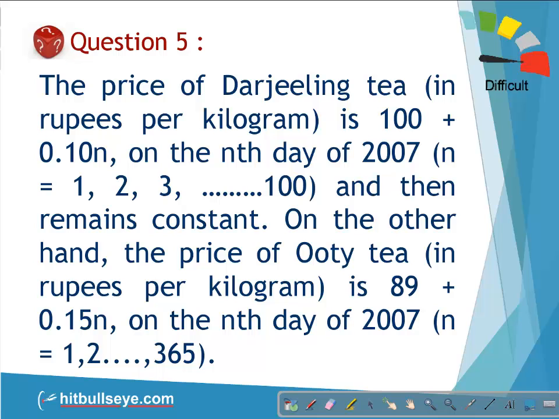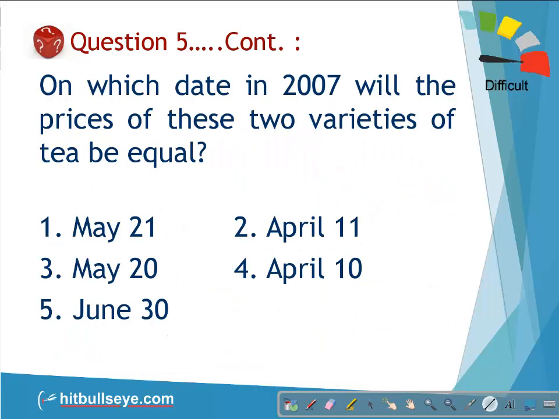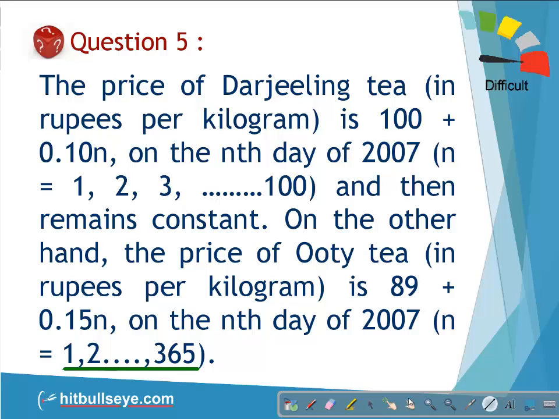Whereas for the other tea, it says the price is 89 plus 0.15 N, that is it increases by 15 paisa per day, but here the N is defined from 1 to 365. So students, that simply means that for all the 365 days it keeps on increasing by 15 paisa. Then the second part of the question states on which day the two prices of the tea will be equal. So students, we want to make the two prices equal. So let's have a look at the question once again and go to the dates specified.